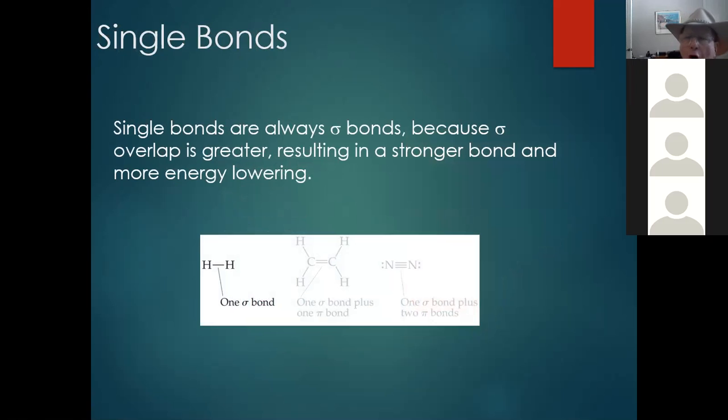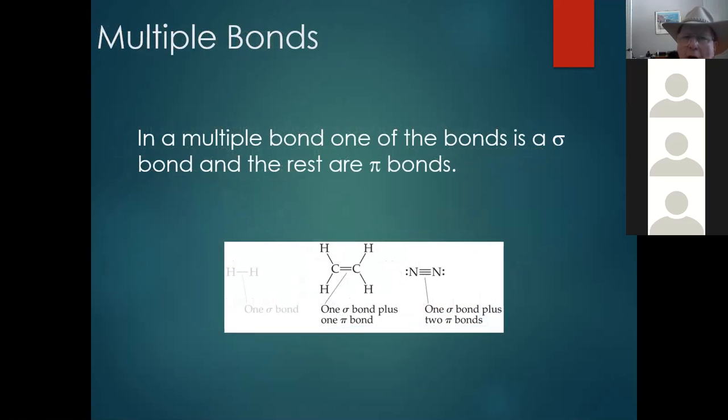Single bonds are always sigma bonds because the bond overlap's greater and the strength is better. If you have a multiple bond, one of the bonds is sigma, the other is going to be a pi in the terms of a double bond, or if I have a triple bond, a sigma and 2 pi bonds.